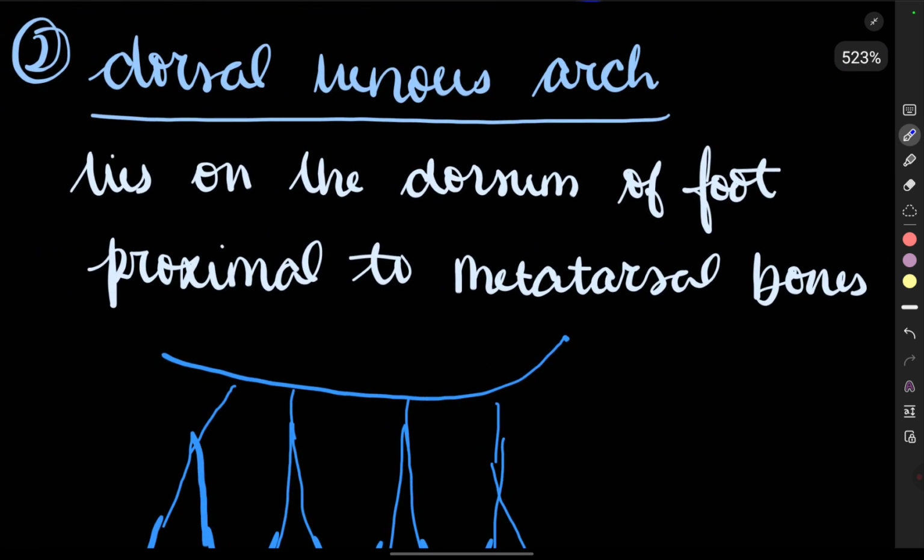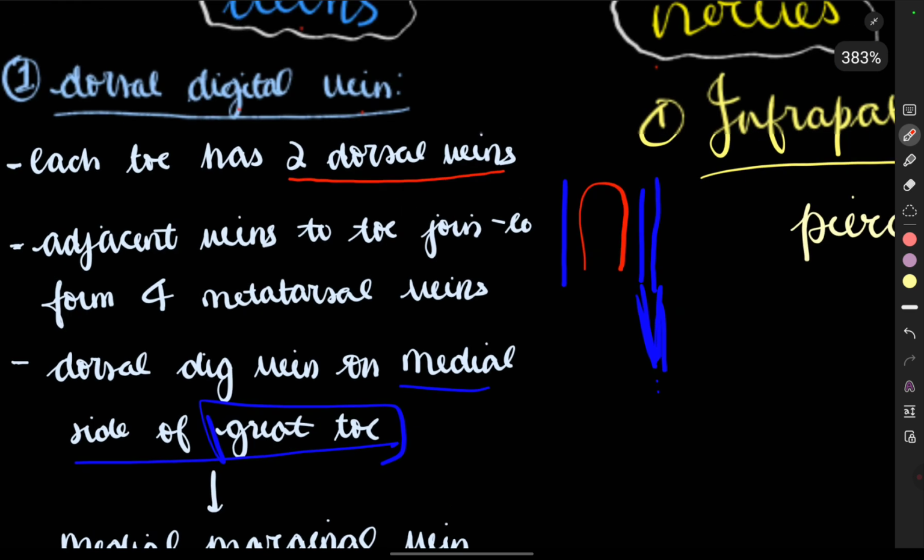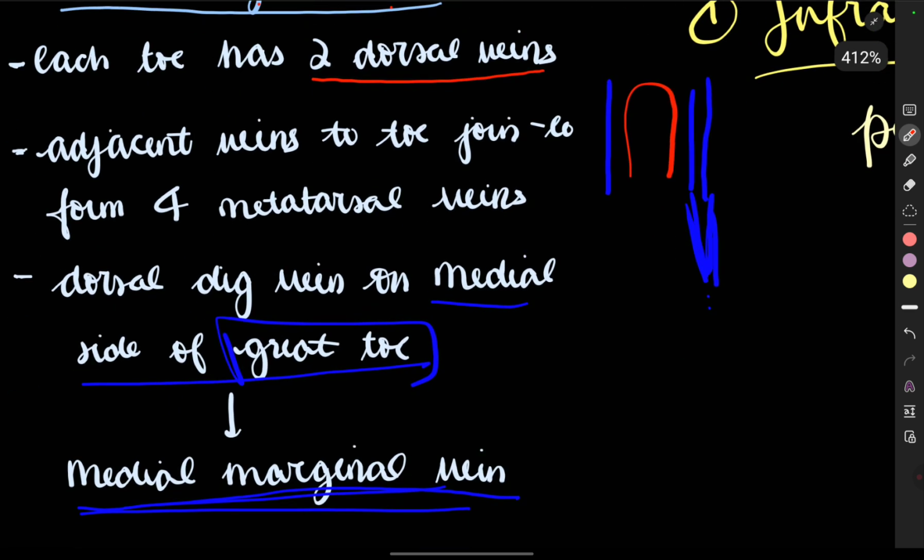Now the second one, we have the dorsal venous arc. It is very important to remember, it is very important to know. So this was about the dorsal digital vein. Digital because it is near the digits, and it is paired.